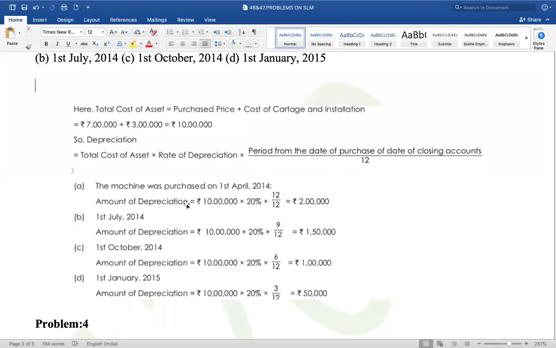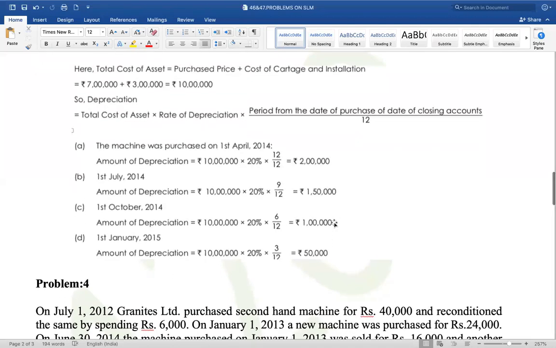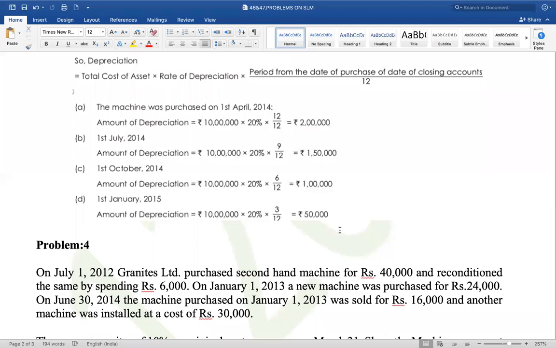The second scenario is used only for 9 months. 9 by 12 into 10 lakhs into 20%. 10 lakhs into 20% is 2 lakhs. 2 lakhs into 9 by 12 gives you 1 lakh 50,000. Then in the third scenario, it is put to use for only 6 months. Now calculate the depreciation: 10 lakhs into 20%, 2 lakhs, into 6 by 12 gives you 1 lakh. That's the depreciation for the third scenario.